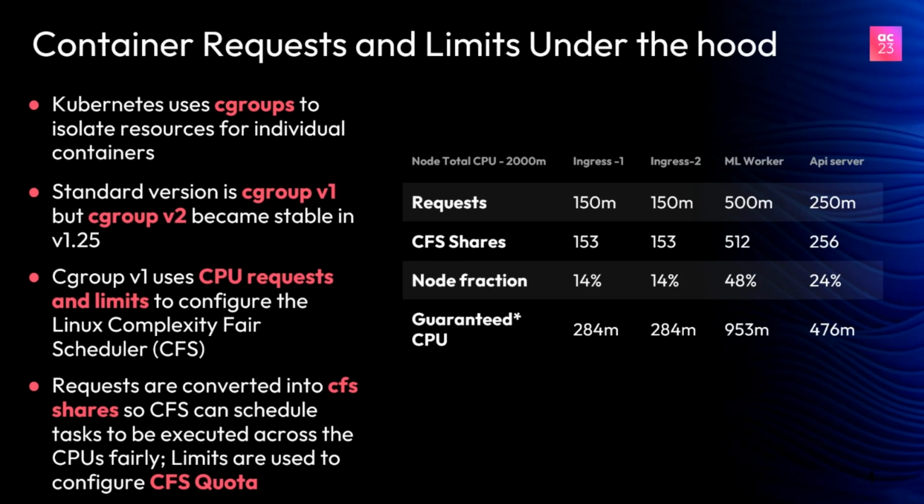Then the next number is the node fraction. Out of that 2000 millicores, what fraction of resources is each container getting? But the next parameter is way more interesting, which is basically the guaranteed CPU. Since if you sum all the requests, the total doesn't correspond to 2000, the wasted CPU is still being used. So that's more about the shares.